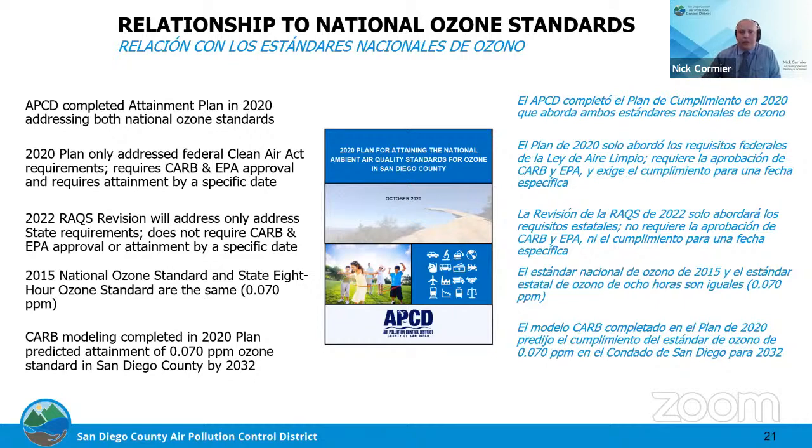Our 2020 Federal Plan predicted we would attain the state and federal 0.070 parts per million standard in 2032. Consequently, any additional measures proposed by APCD in the 2022 RAQS or by CARB or EPA will only accelerate the region's attainment efforts.